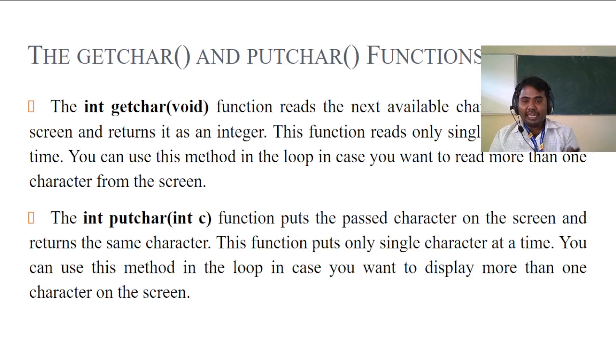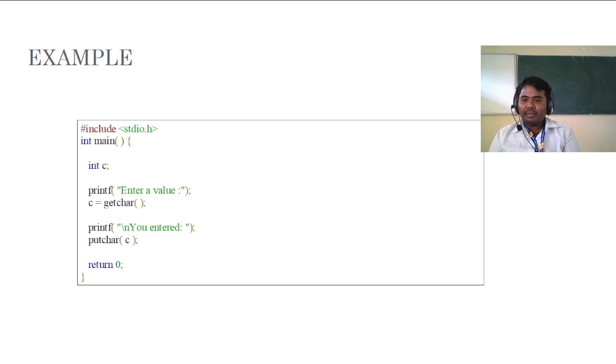So getChar is an input function which is used to read a value from the keyboard. putChar is an output function which is used to print the value to the output screen. This is a simple example. We have a main function. I declared a variable called int c, where c can contain only numerical values as we discussed earlier. But I'm using the getChar function to read a character. As I told, getChar will read a single character and convert it into an integer value. That's why I'm using c as an integer variable.